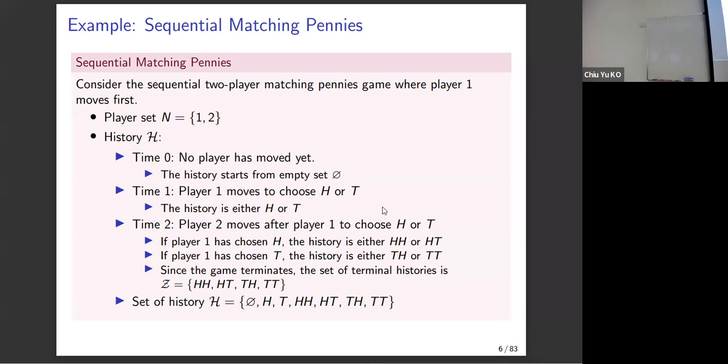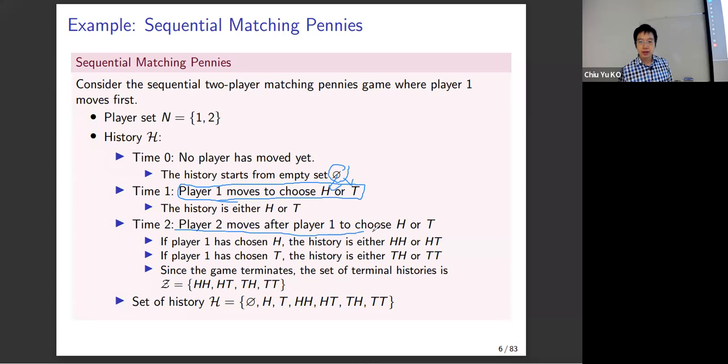But we will start with time 0, when no one has started yet. So in that case, the history starts as the empty set. And player 1 can choose head or tail. And this is his strategy, right? Player 1's strategy, based on the null history, is that he will choose head or tail.